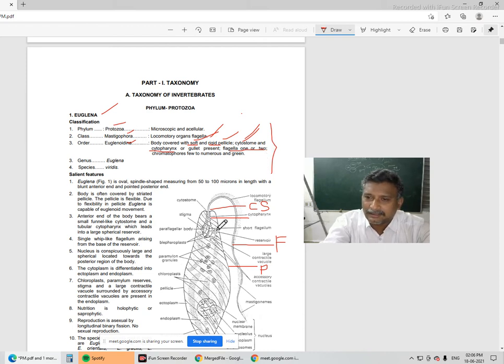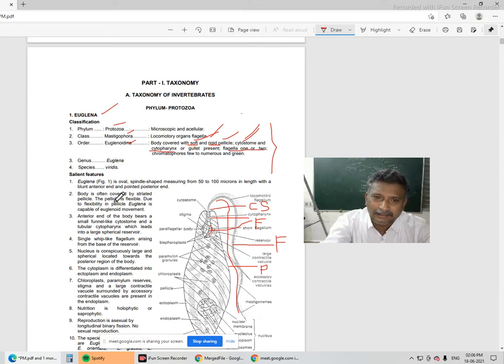When we see the internal structure, a very short flagellum is here. Inside it, a very small flagellum is there, and one more, an elongated flagellum, is there. So there are two flagella here, of unequal length. You remember that? Okay. Now see the characters.